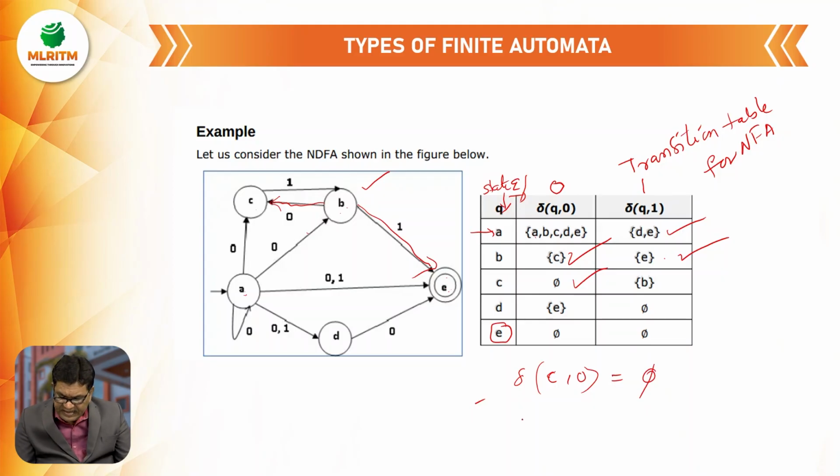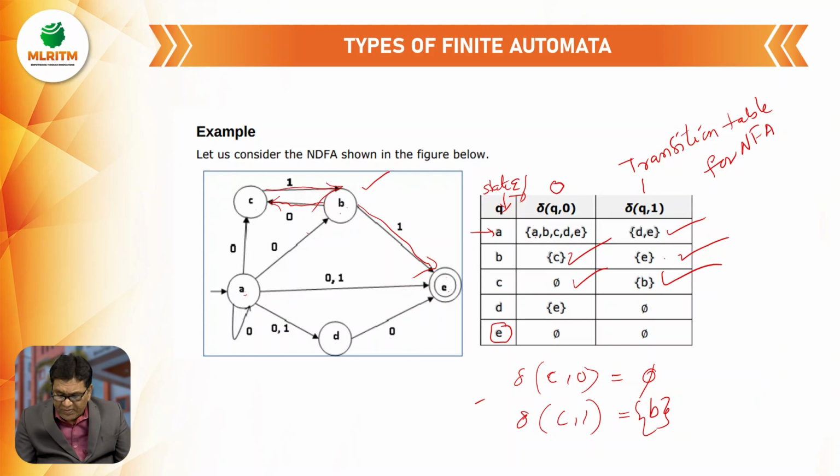Next, delta C with 1. Current state is C, current input is 1. It goes to which state? You are going to find out. C with 1 goes to state B. That's why we wrote B.